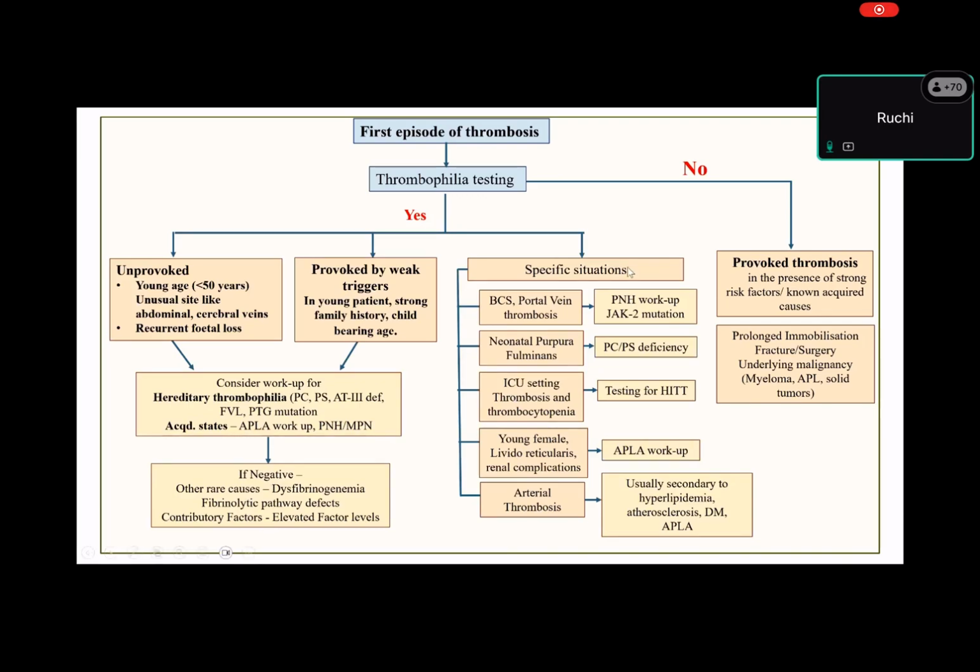Then you have specific situations like portal vein thrombosis or Budd-Chiari syndrome, then you do get PNH testing done. In the ICU setting you should suspect it. Young female, middle radicularitis, etc. APLA work-up, arterial thrombosis usually secondary to hyperlipidemia, atherosclerosis, diabetes mellitus. But even in arterial thrombosis, you can work up for PNH, APLA, or JAK2.